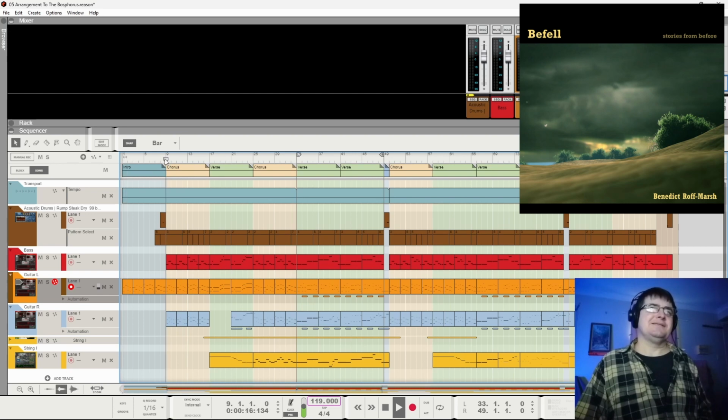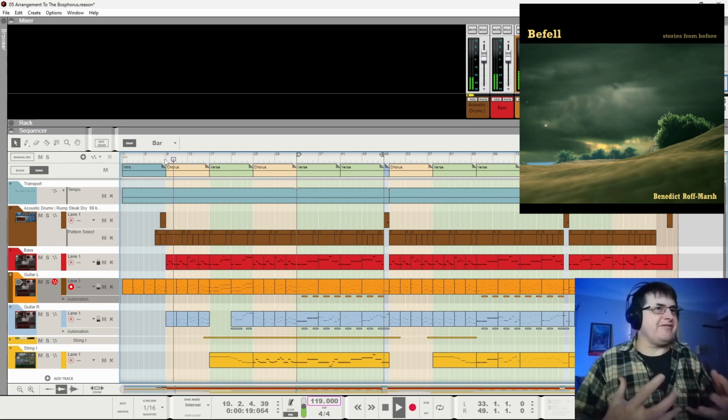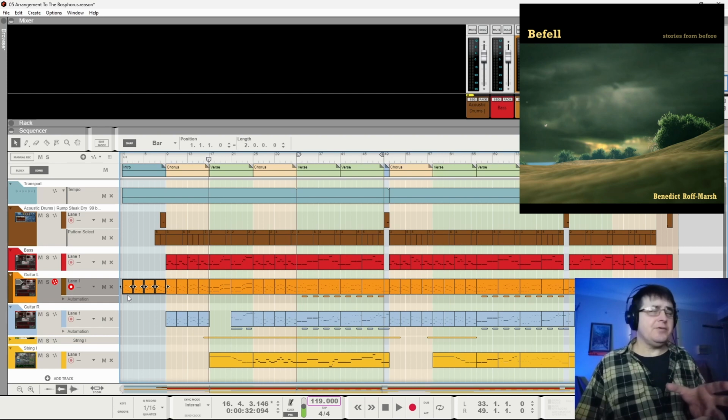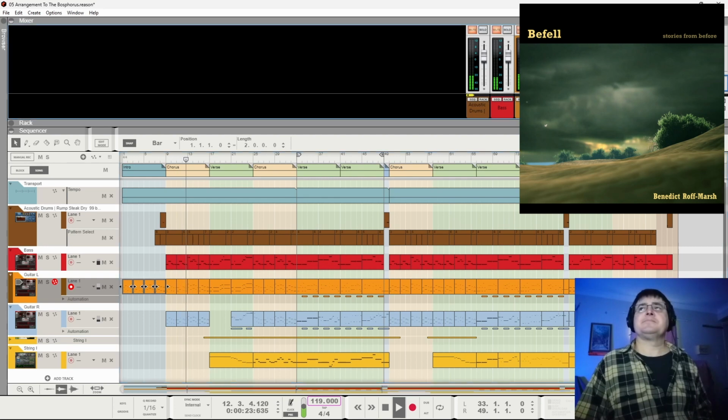We start here. More of everything. So we've got exactly the same guitar riff that we had here. We've just added a lot more of everything. We've got our drums in. We've got our bass in. And a second guitar line, which in this case is playing exactly the same thing as the first.